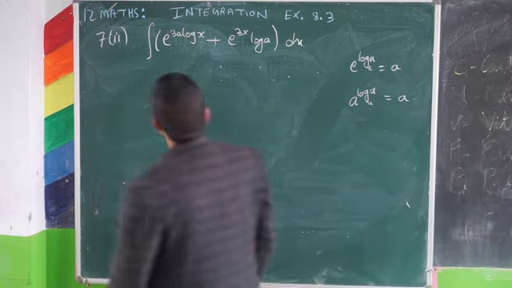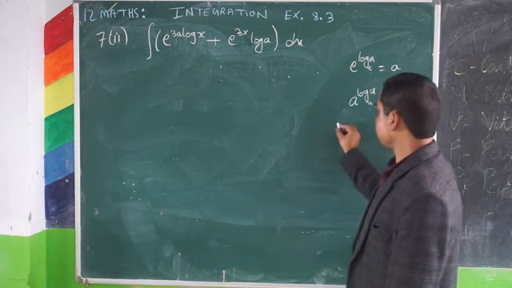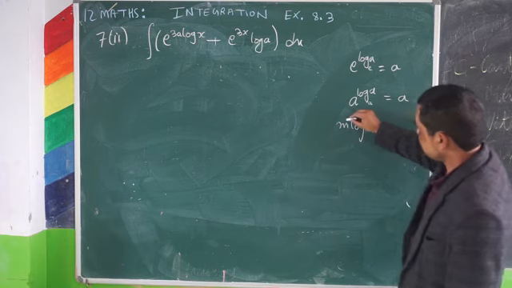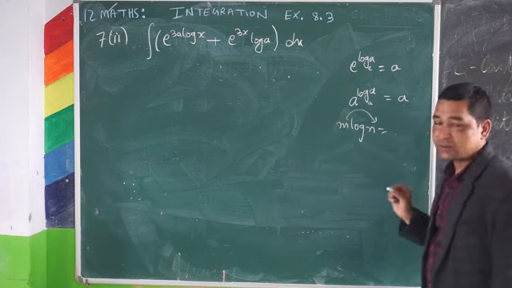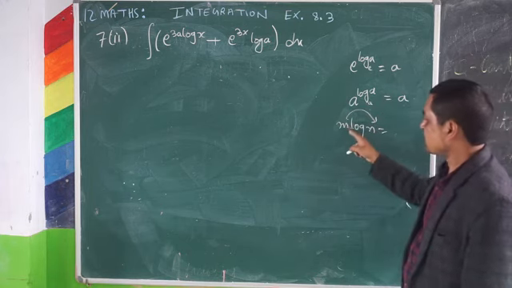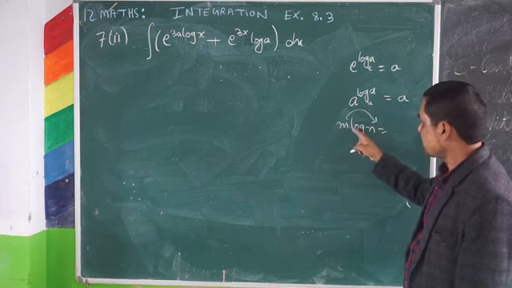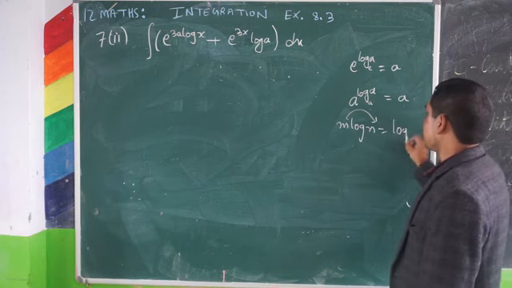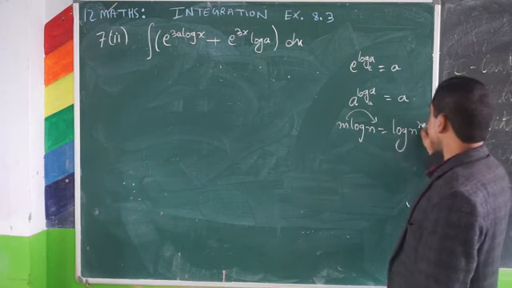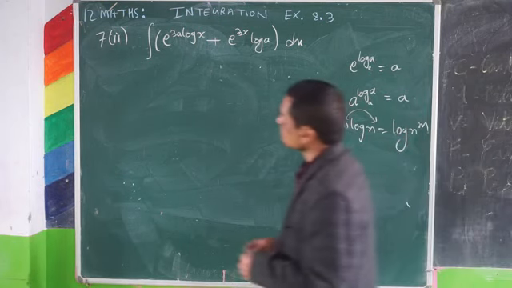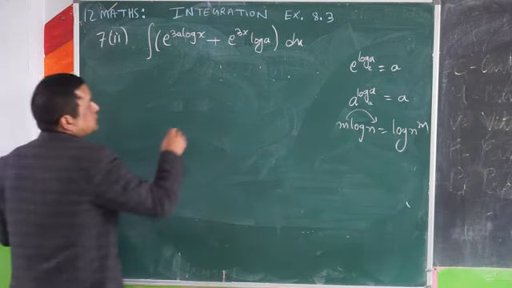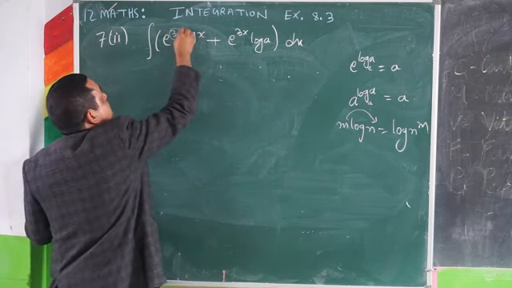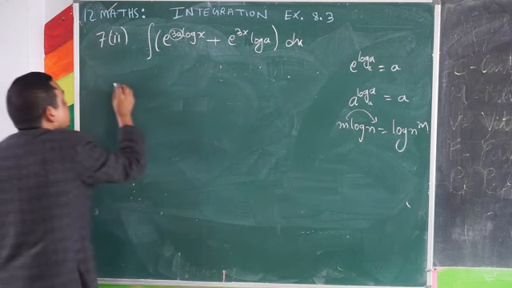Now the same logic will be used. Remember, if there is m log n, then you can take the number in front of the log, the coefficient m, as a power. That means, according to the logarithm formula, it becomes n to the power m. Now we also use this formula. We'll take these terms as a power.